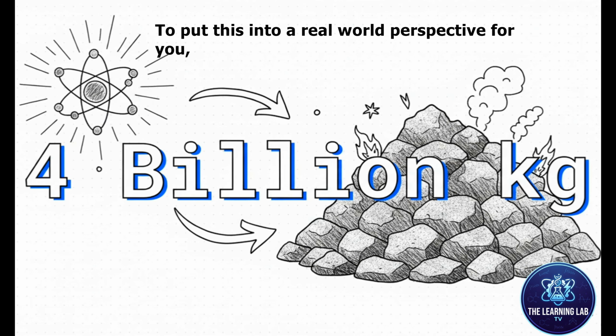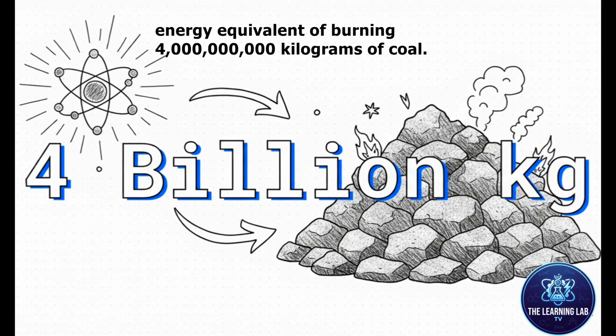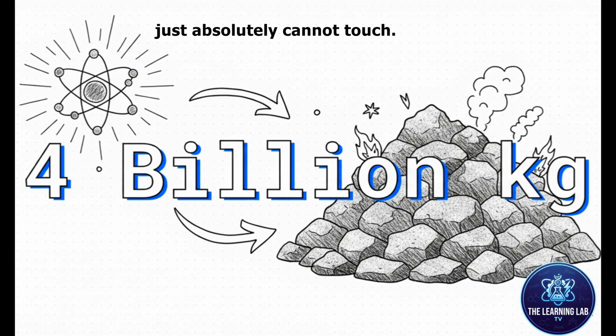To put this into a real-world perspective for you, just 1 single kilogram of uranium undergoing fission can release the energy equivalent of burning 4 billion kilograms of coal. 4 billion! It's a level of energy density that traditional chemical reactions just absolutely cannot touch.